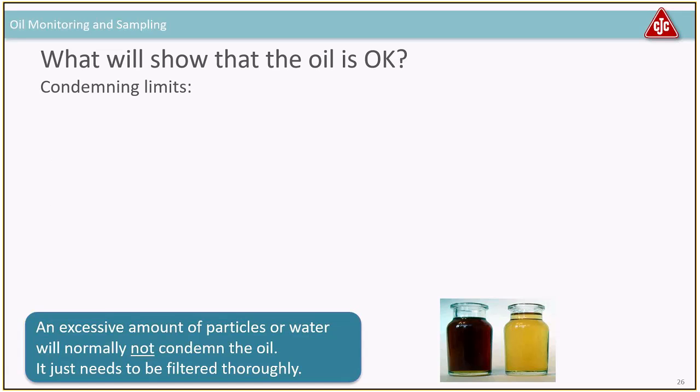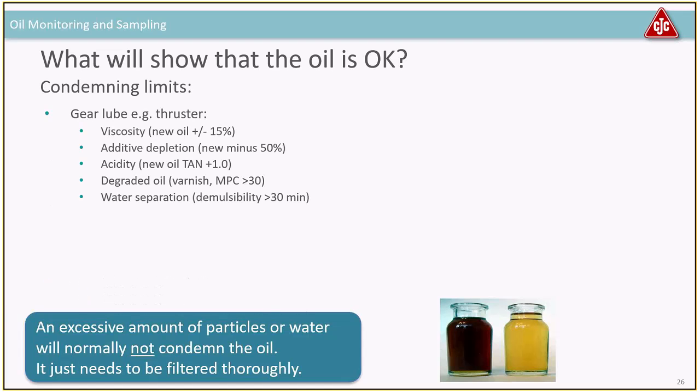So if you look at the different samples, what will show that there's actually a condemning limit where you need to do something right now? Very seldom is it actually particles or water, because you can just clean it and filter the oil. If you're looking at gear oil, for example, a thruster or another gear type, it's normally viscosity that is the most important thing to look at. So new oil plus or minus 15%. If you're not within this limit, you need to do something right now.